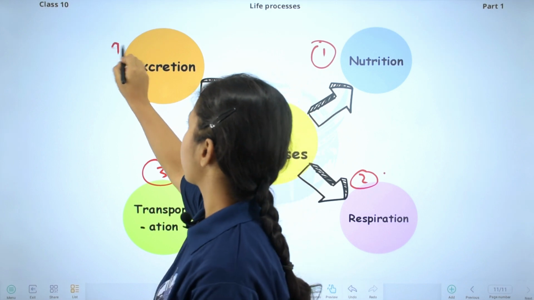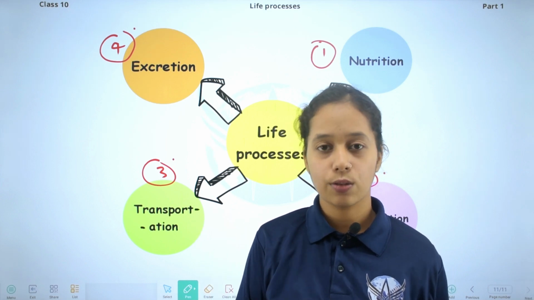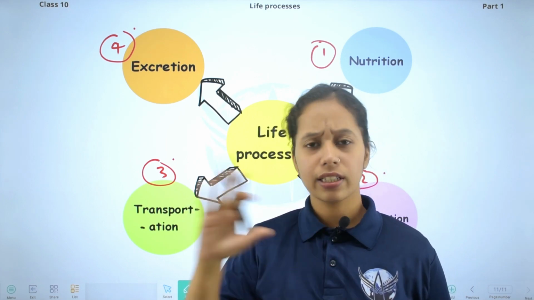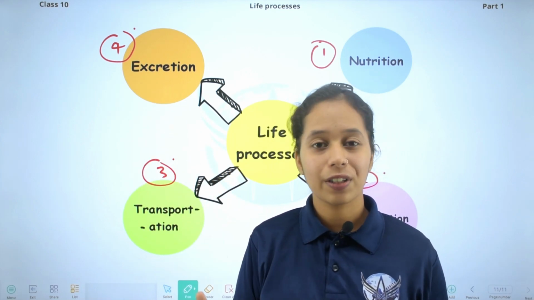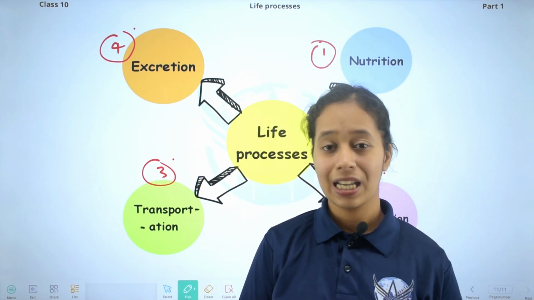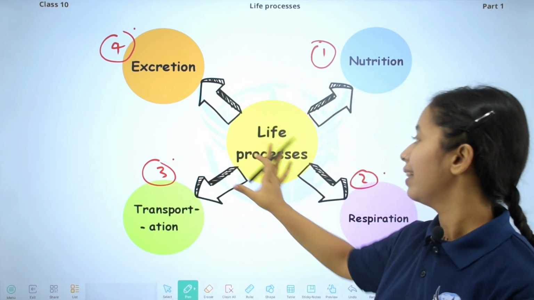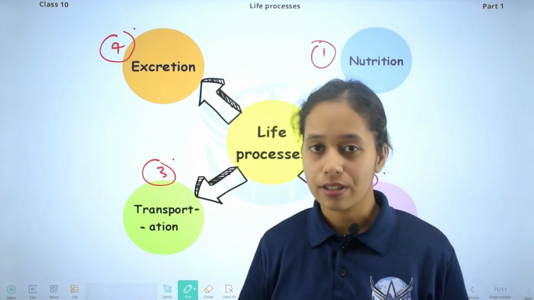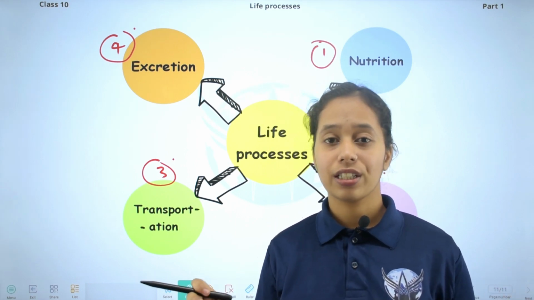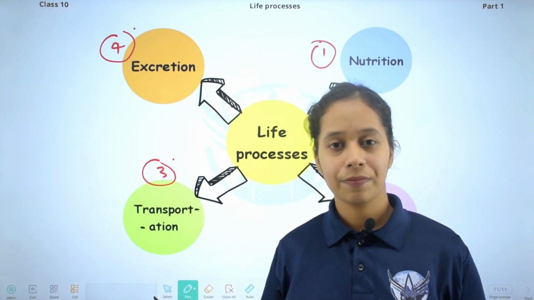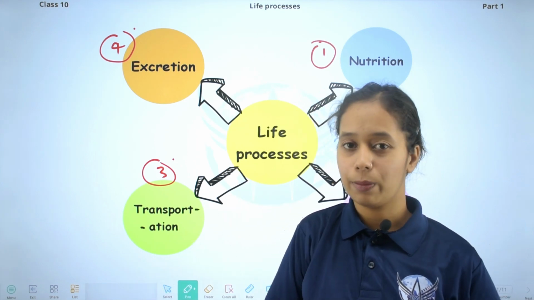And number 4 is excretion. That is after transportation, the cells will utilize that energy for various work and produce harmful byproducts. We do not need those byproducts, those harmful substances, so we need to discard them. How are we going to discard them? By excretion. So these 4 processes we are going to learn in this chapter under life processes. There are many other processes as well, for example control and coordination. We will be learning about those in class 10 only, but in another chapter, not in this chapter.